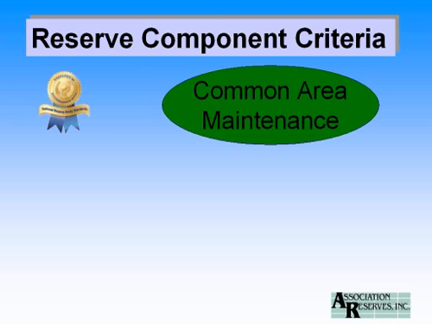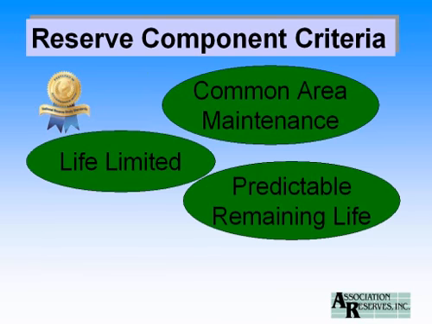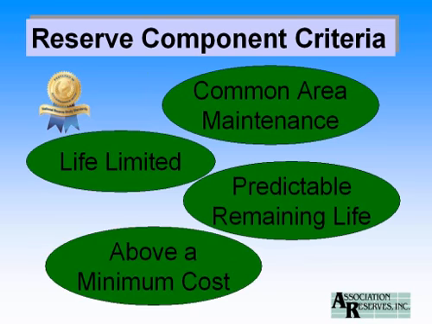As a quick refresher, there's a National Reserve Study Standards 4-part test that dictates which components are appropriate for reserve designation. A good and complete reserve component list based on these principles means that you were able to answer yes to all these 4 questions: that the component is a common area maintenance responsibility with a limited useful life, a predictable remaining useful life, and above a minimum threshold cost of significance.